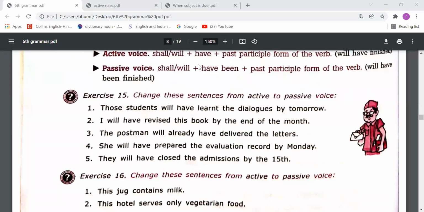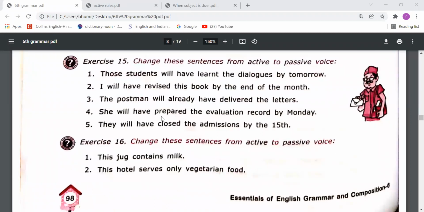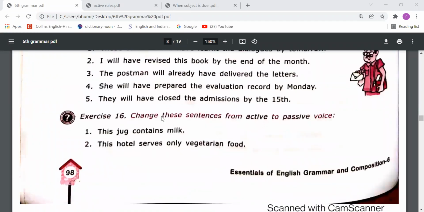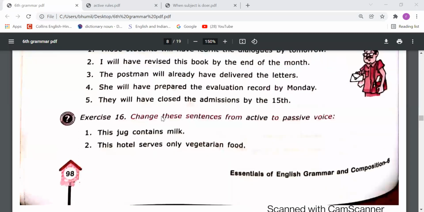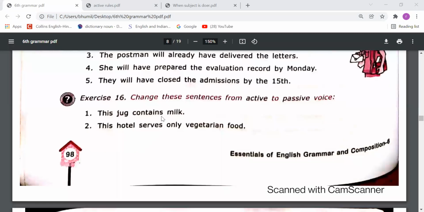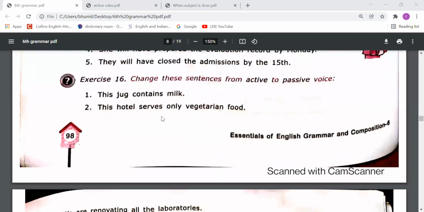Okay, so okay, sir. Rest of sentences of this exercise you should do by yourself. Now let's come on the exercise number 16. Change these sentences from active to passive. This jug contains milk. So now mixed sentences are there. Now these exercises are very important, so dear students, we will do this all the exercise.